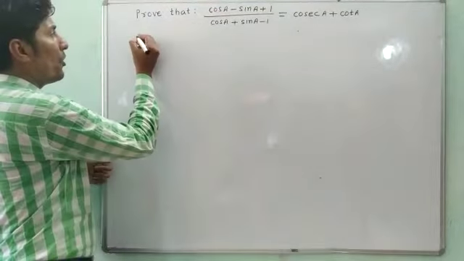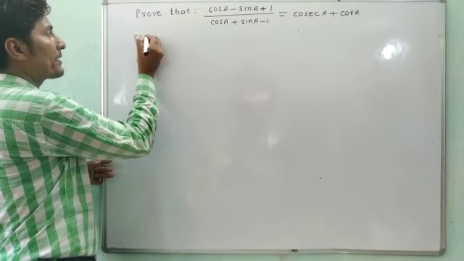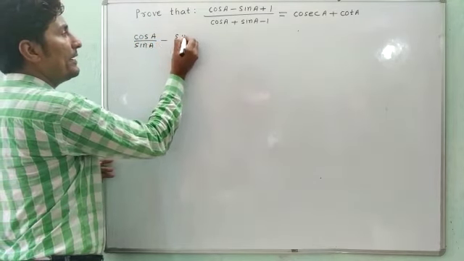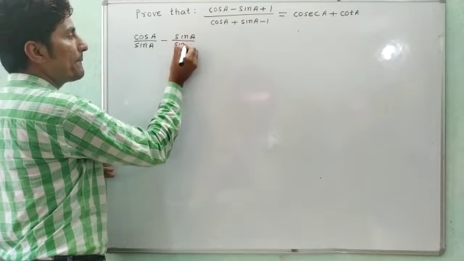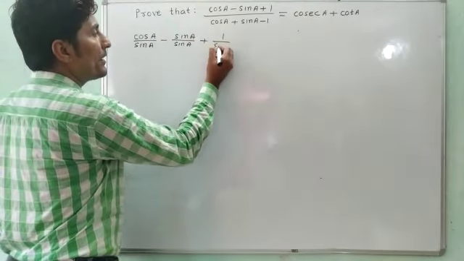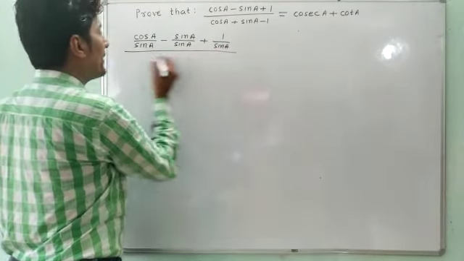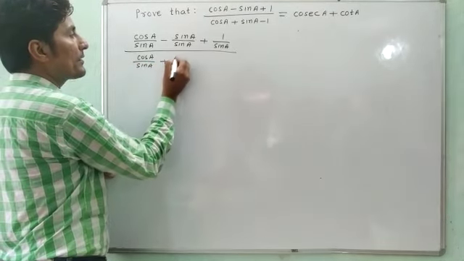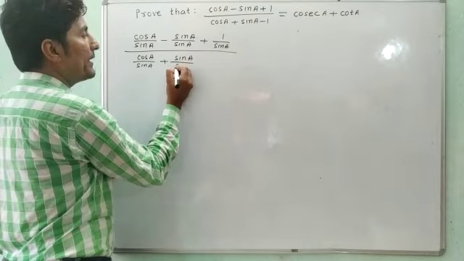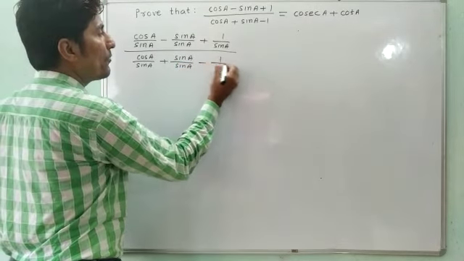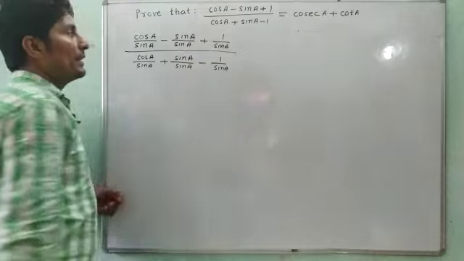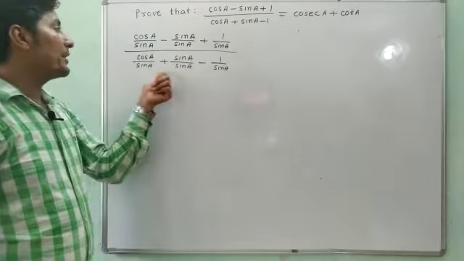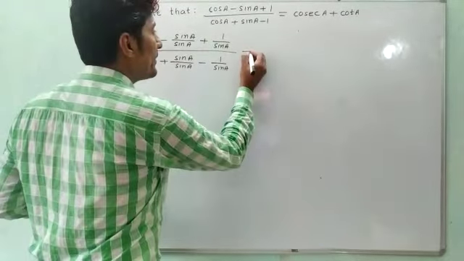So let us see. Cos A is there, so we can write here cos A upon sin A minus sin A upon sin A plus 1 upon sin A. Whole is divided by cos A upon sin A plus sin A upon sin A minus 1 upon sin A. I have divided each term of the numerator by sin A and each term of the denominator by sin A.